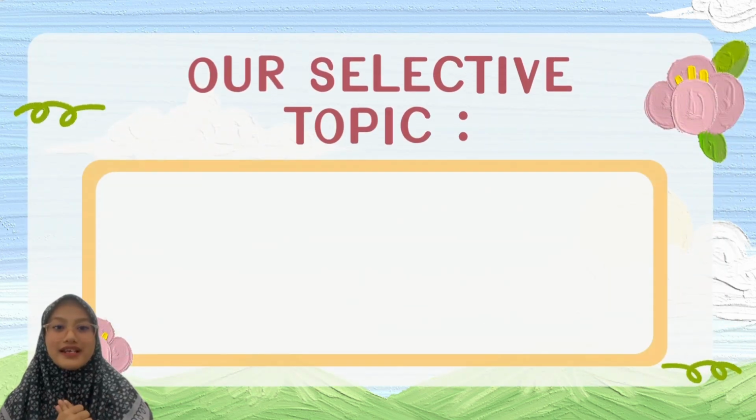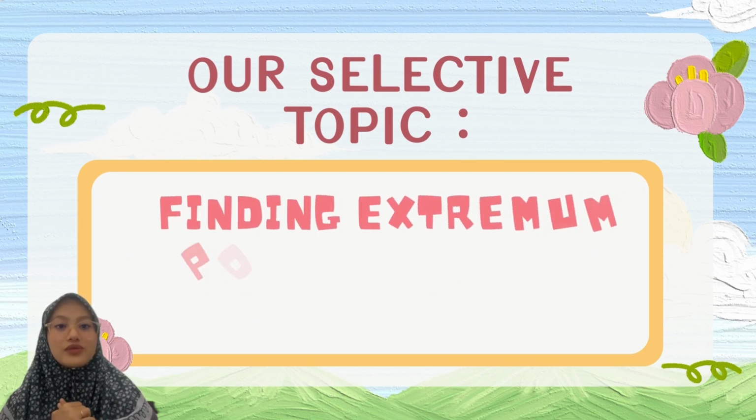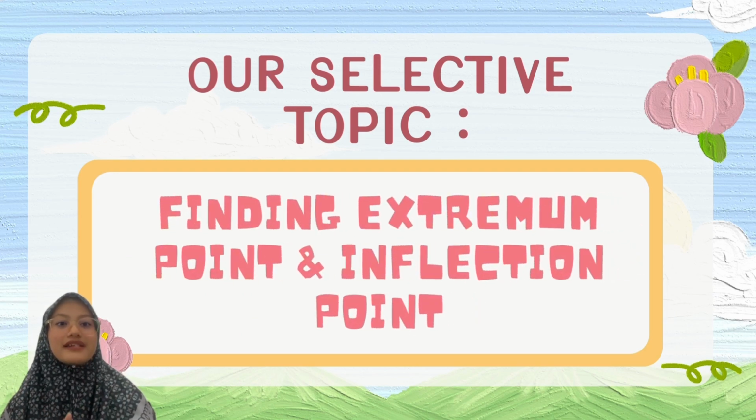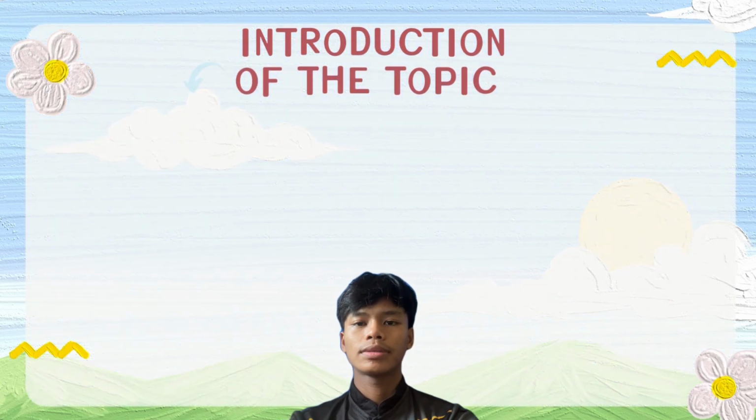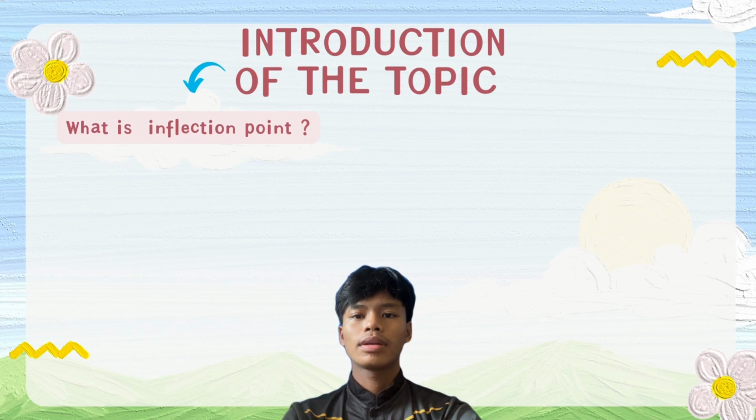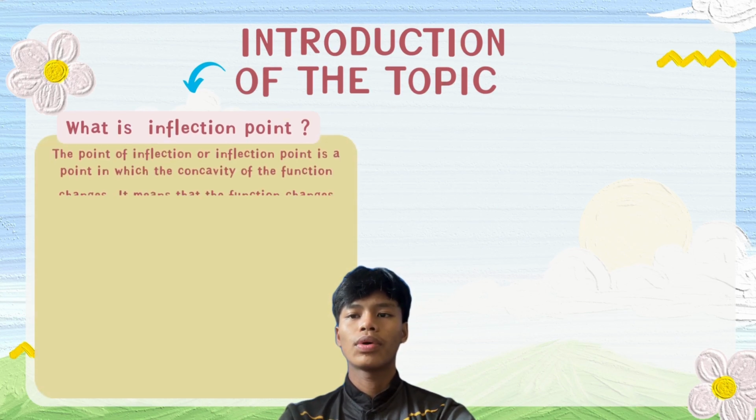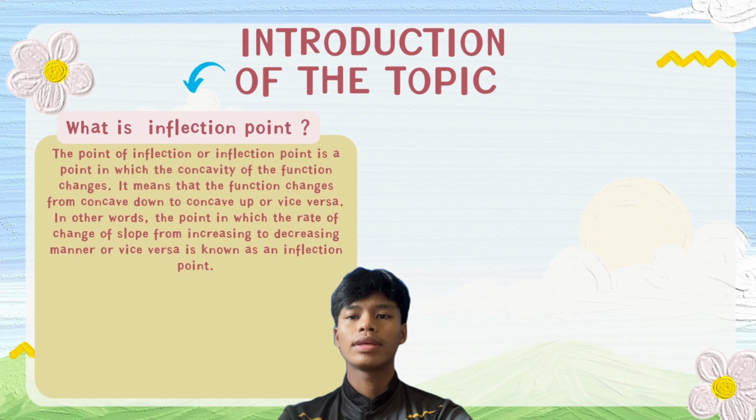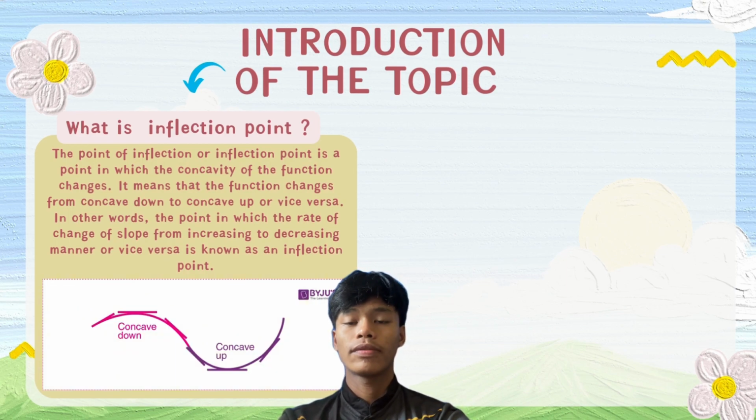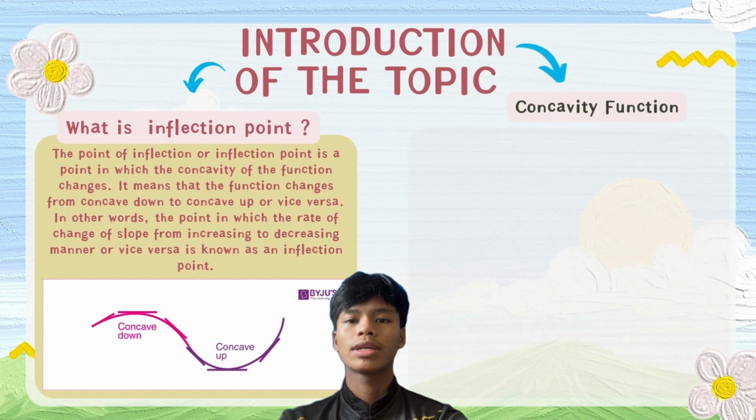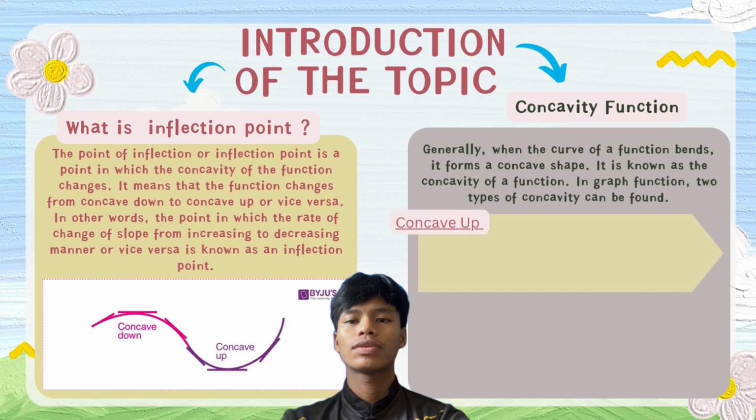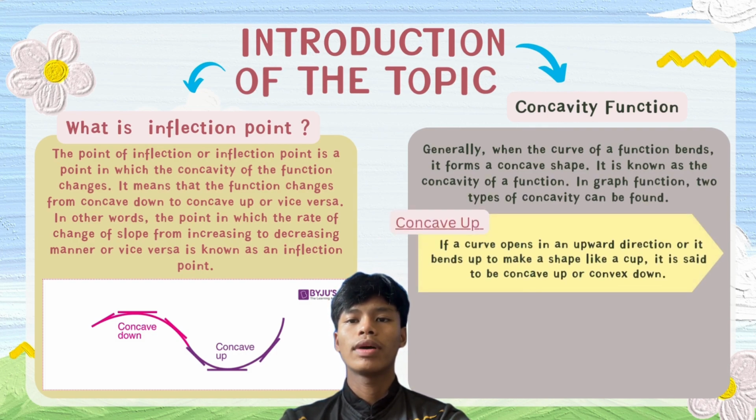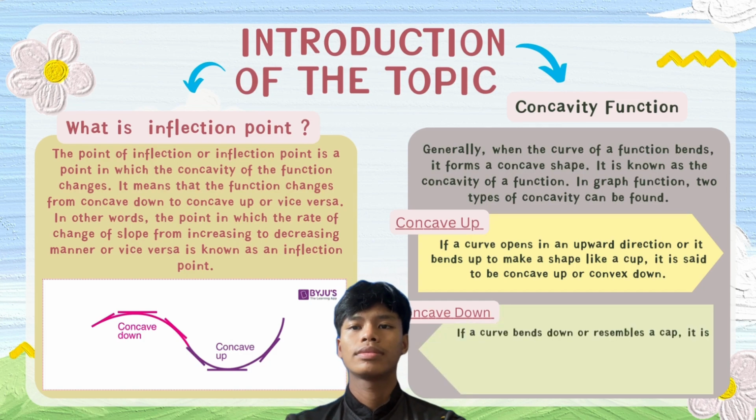Okay, so this is our selective topic, which is finding extremum point and inflection point. Introduction of the topic. What is inflection point? The point of inflection or inflection point is a point in which the concavity of the function changes. It means that the function changes from concave down to concave up or vice versa. In other words, the point in which the rate of change of slope from increasing to decreasing manner or vice versa is known as an inflection point.